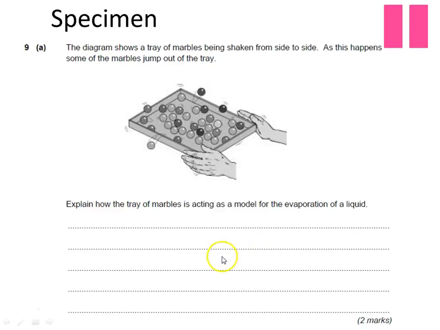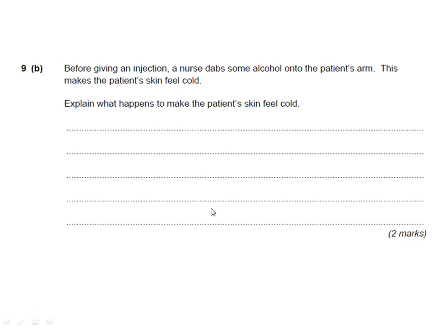So it uses a model here. It says that the diagram shows a tray of marbles being shaken from side to side. As this happens, some of the marbles jump out of the tray. Explain how the tray of marbles is acting as a model for evaporation of a liquid. So it's 2 marks. So you have to say how this would be an example of evaporation. So the first mark would be saying that the marbles represent the particles within a liquid, and the ones jumping out of the tray are the particles that are evaporating.